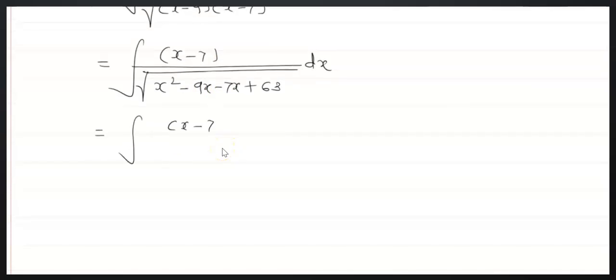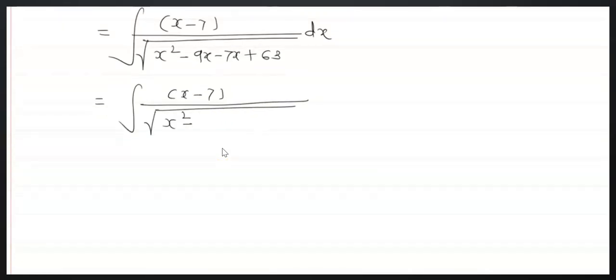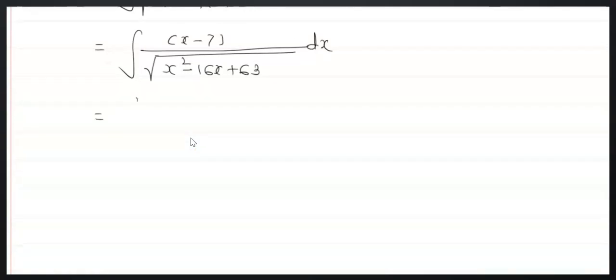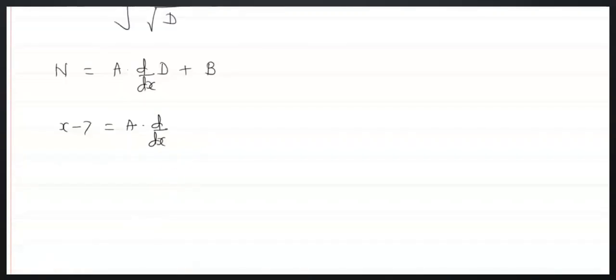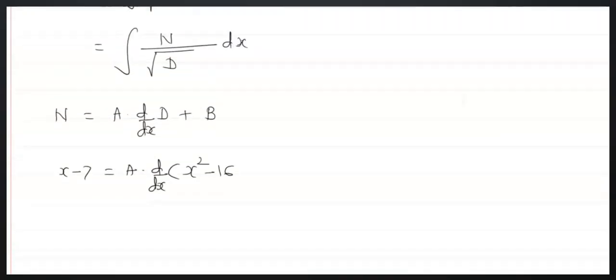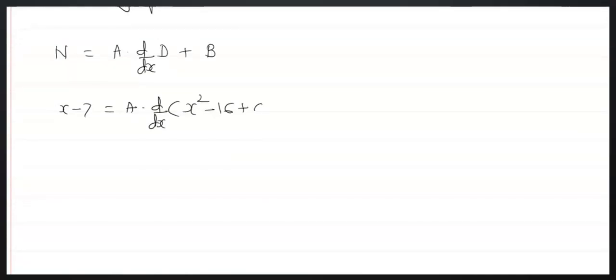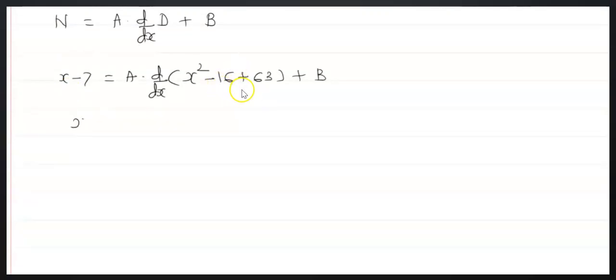Evaluate it. Integral of x minus 7 upon root of x square minus 16x plus 63. Then the second term is 8, 8 square is 64. Again, the numerator is equal to a into the derivative of the denominator plus b. The derivative of that is x square minus 16x, so 2x minus 16. Here we have x minus 7. It's a times the derivative, 2x minus 16, plus b.